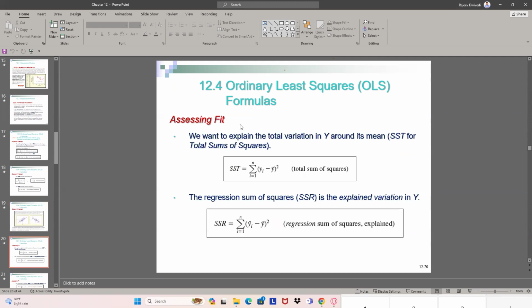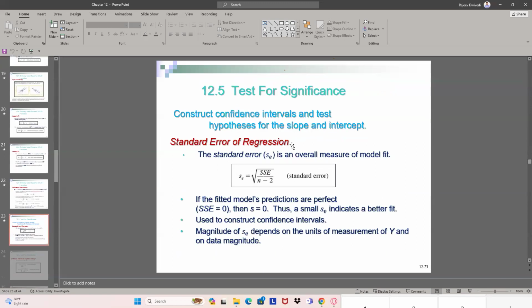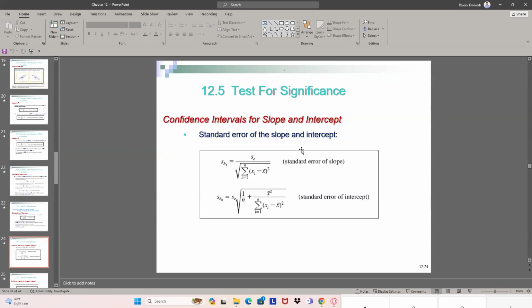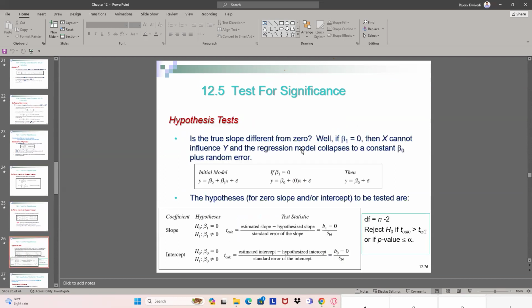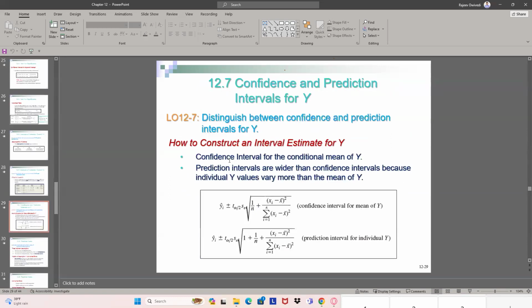If you look into Excel, you have to include one more thing in add-ins to do the regression analysis. So slope, intercept, and F-test.